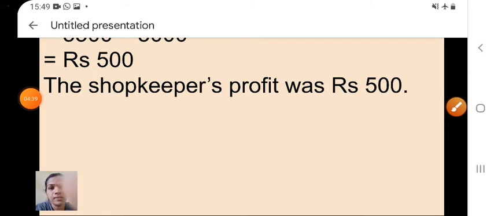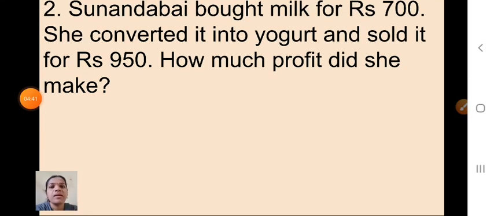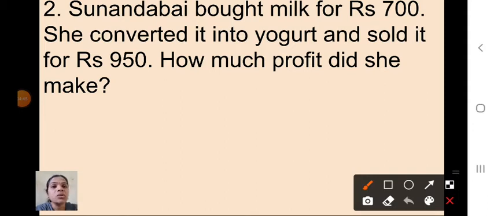Second question is, children, see here, this is the second question. Sunanda Bai bought milk for 700 rupees. She converted it into yogurt and sold it for rupees 950. How much profit did she make?